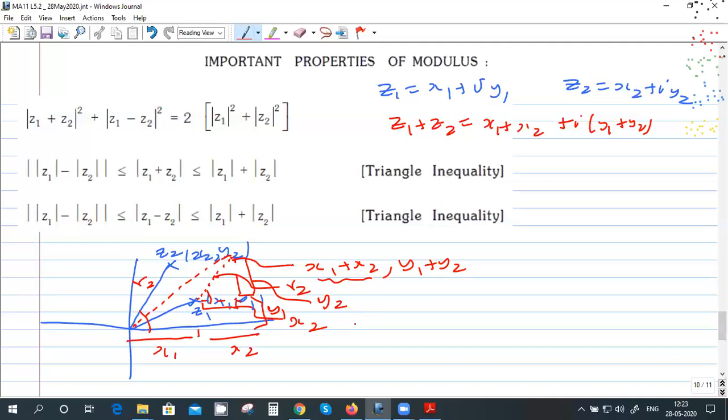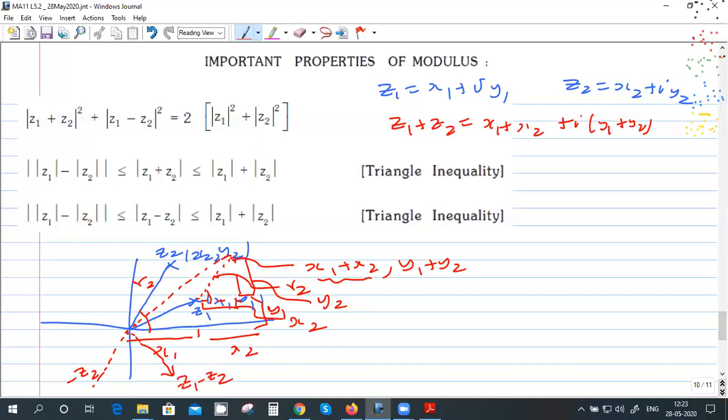What about z1 minus z2? Sir, we'll just reverse z2, and then it will be in the third quadrant. So we know how to add them, right? We are adding z1 and minus z2, so we have to add these two. It will be in the fourth quadrant. So this will be z1 minus z2.